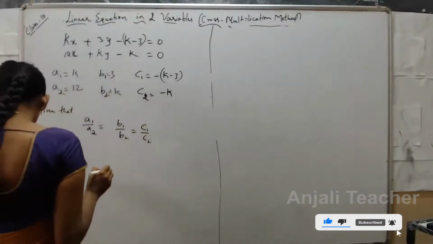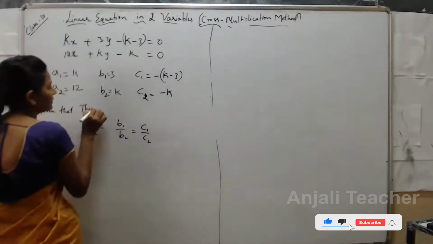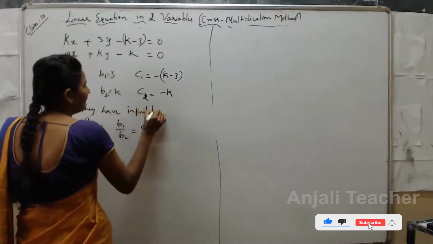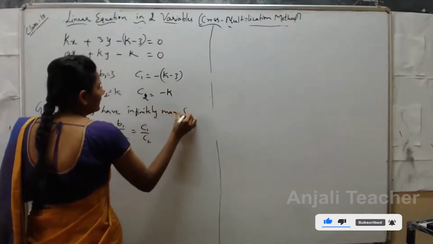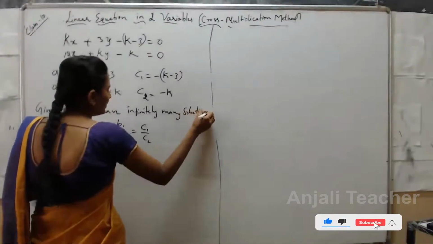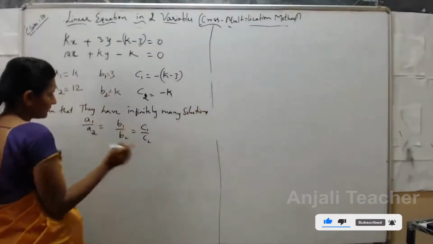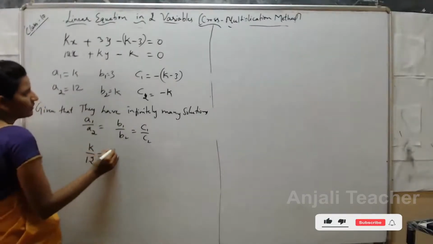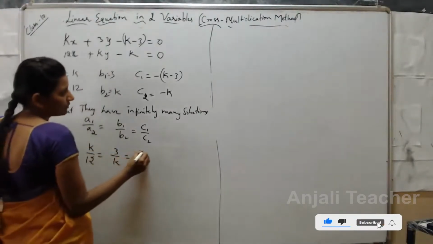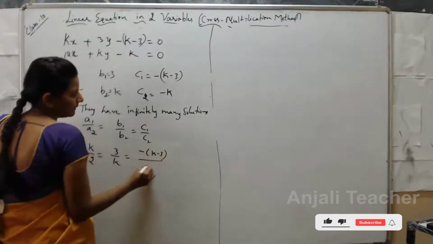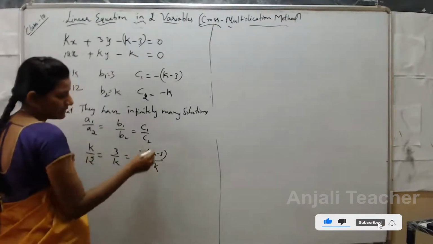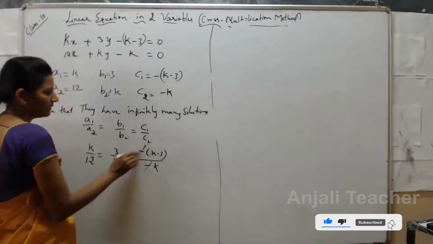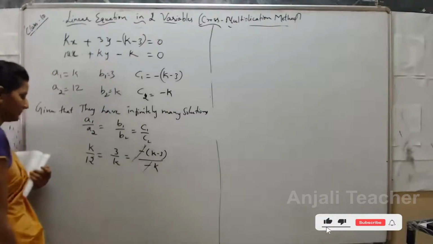Given that they have infinitely many solutions, it means A1 by A2 is equal to B1 by B2 is equal to C1 by C2. What is A1 by A2? K by 12, which is equal to 3 by k, which is equal to minus k minus 3 divided by minus k. Minus get cancelled. Therefore, k minus 3 by k. Okay. Next.